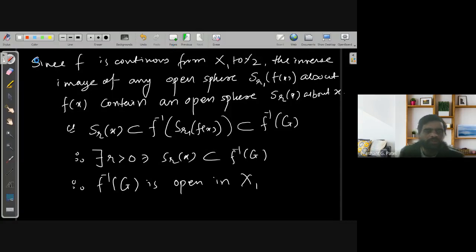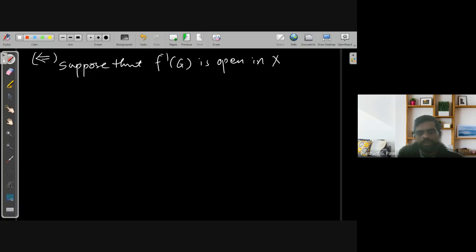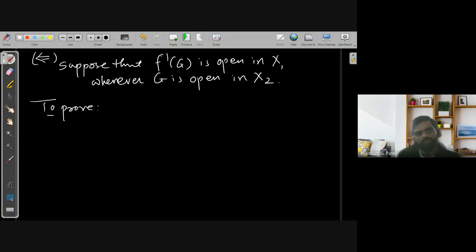Now conversely, suppose, that means we are doing this side now, suppose that f inverse of G is open in X1 whenever G is open in X2. Our objective is to prove that f is continuous on X1.